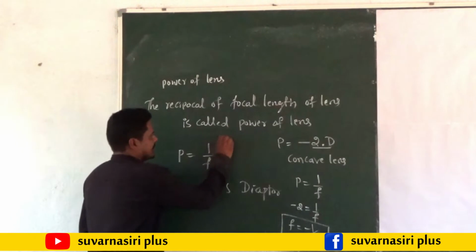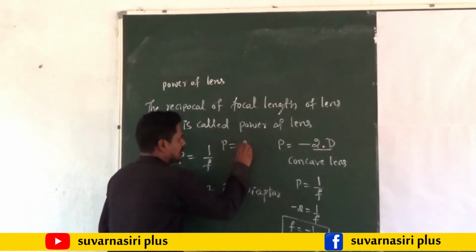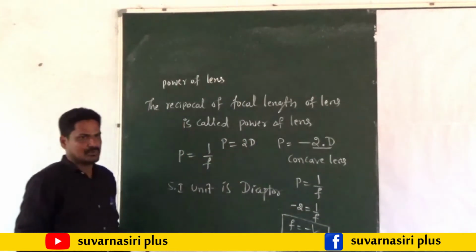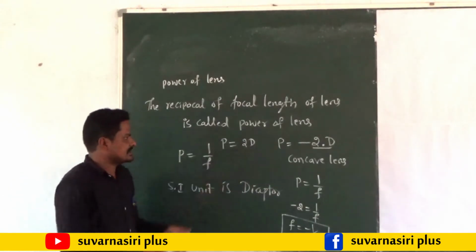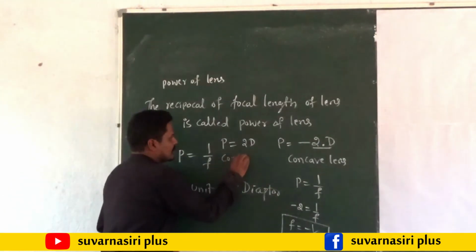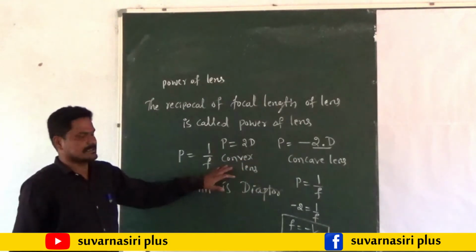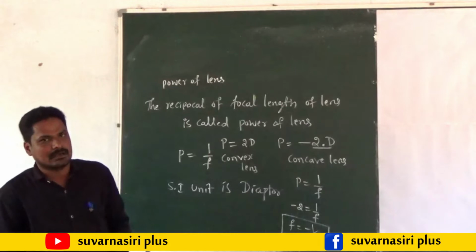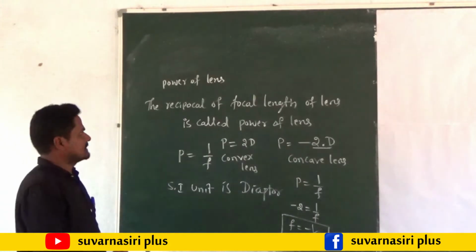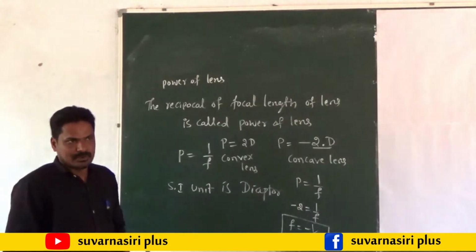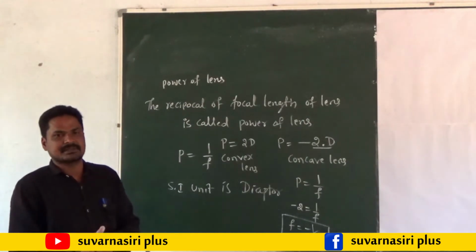Convex lens, so if we take power of lens as plus 2D, 2 diopter, then this is a convex lens. I hope all have understood this revision class. So practice more and more for the sake of examination.